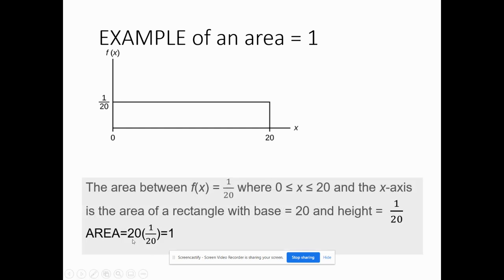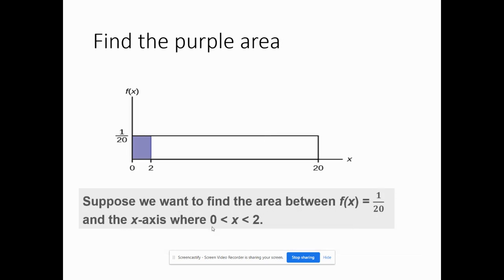So again, if you saw this, here's how to prove it. 1 over 20 times 0 to 20, which is 20, gives me 1. So that is how I know that the area is 1. It's an easy way to go back and think of the area of a rectangle to find that the area is 1.